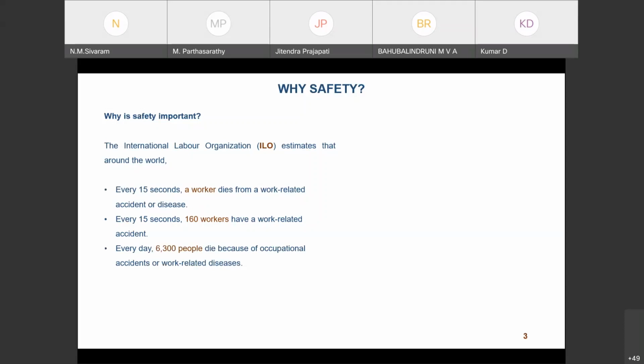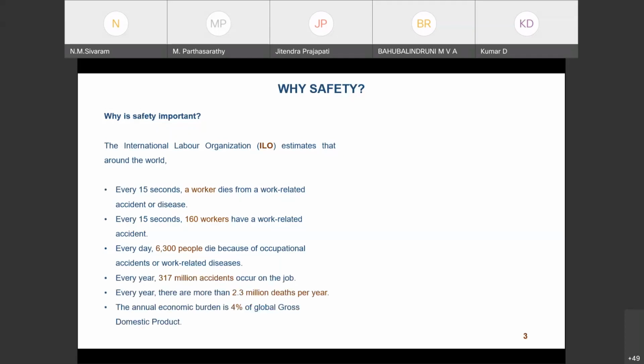Every day, about 6,300 people die because of occupational accidents or work-related disease. Disease, in the sense, I would say is chronic in nature. It's not something that happened on the previous day and the person dies on the next day. It might be some 3 years or 4 years or even more, the worker is affected by some adverse environment at the workplace, and that has taken his life. So in that way, 6,300 people die because of occupational accidents and work-related diseases.